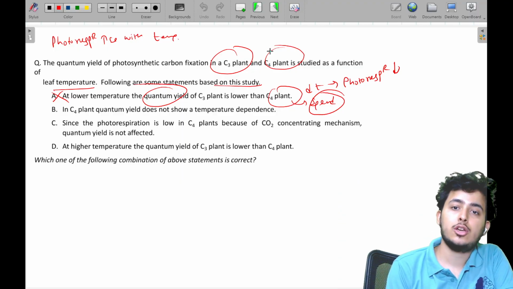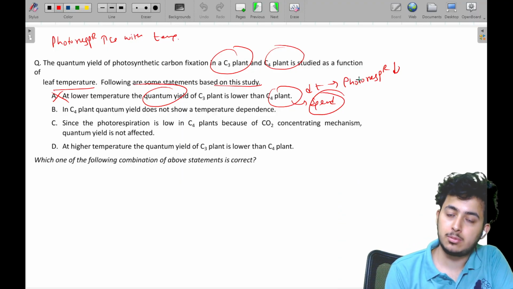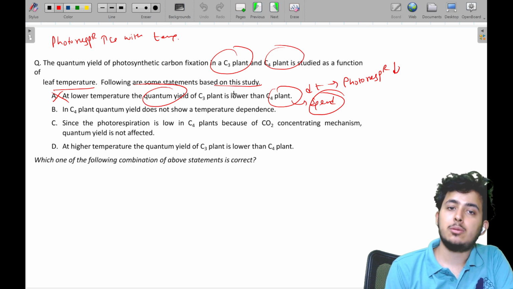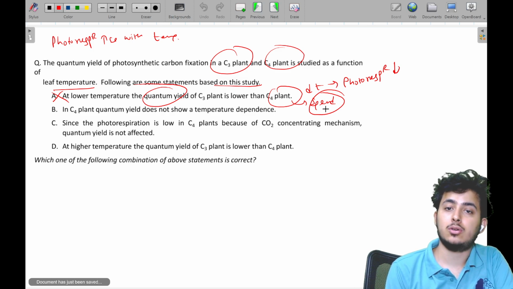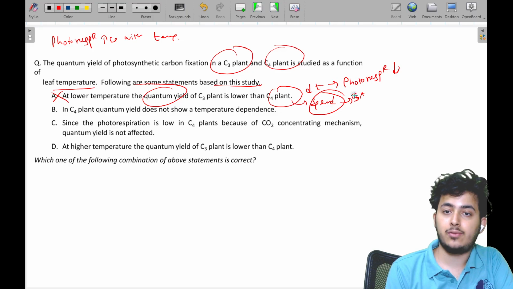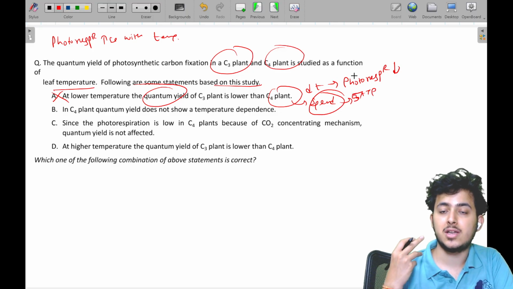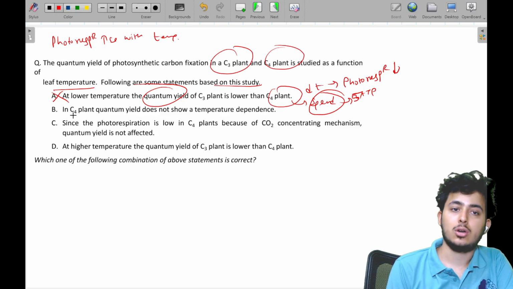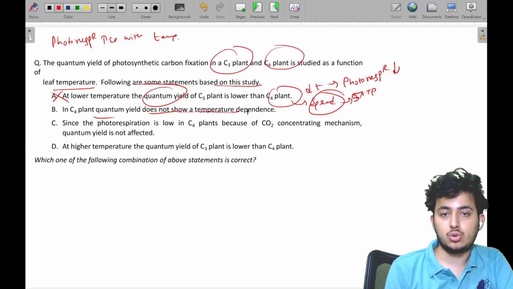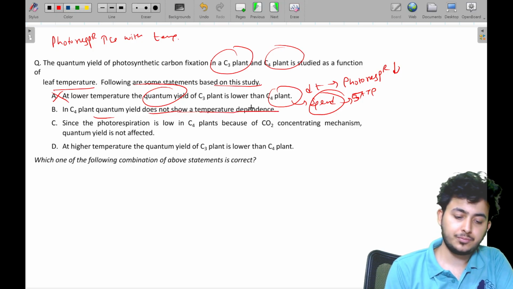In that scenario, if the temperature is lower, photorespiration is lesser. So the C3 plant will have a higher quantum yield because they are spending only 3 ATP, but the C4 plant is spending 5 ATP for synthesizing the same glucose. So this is wrong. In C4 plants, quantum yield does not show temperature dependence.